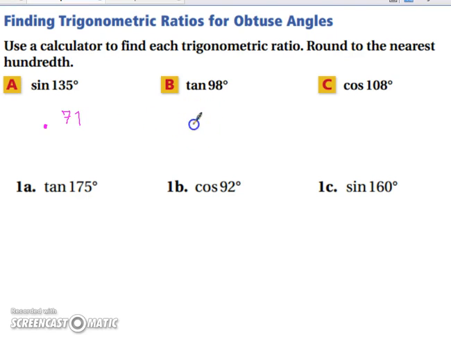Tangent of 98 is 7.12. Cosine of 108 is negative 0.31. The tangent of 175 is negative 0.09. The cosine of 92 is negative 0.03. And the sine of 160 is 0.34. Notice these numbers are a bit different than what you were getting in the last few sections.